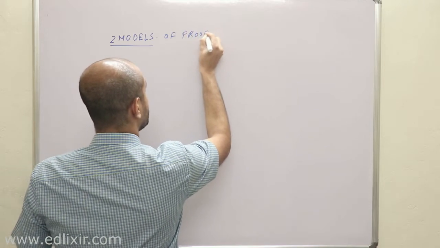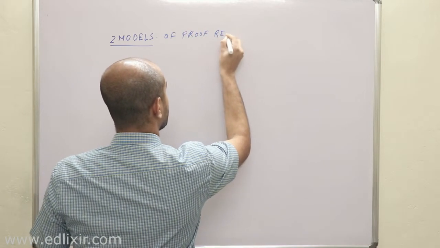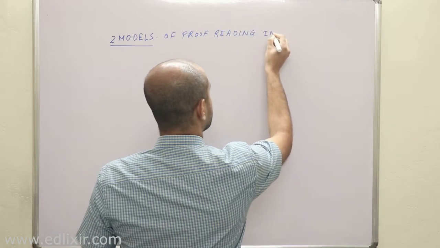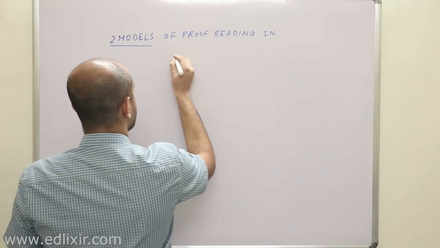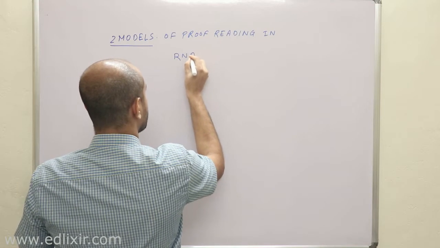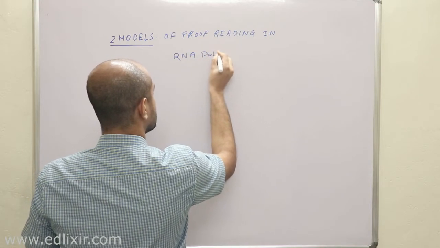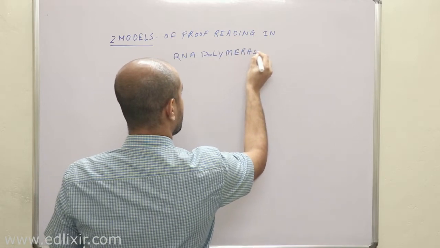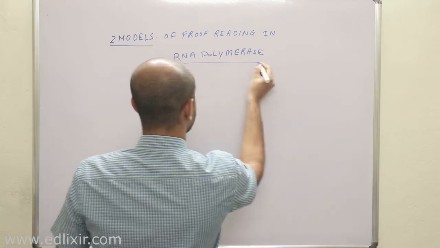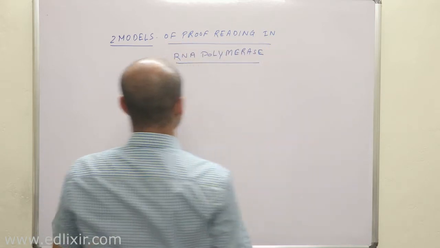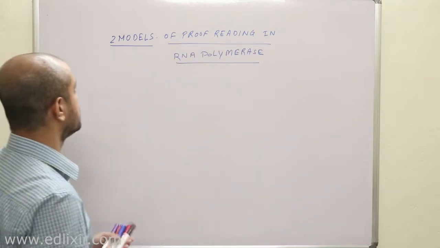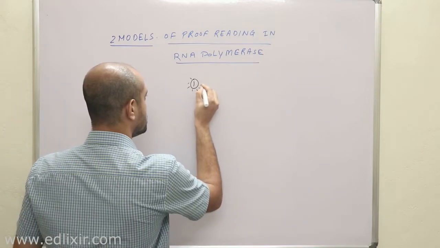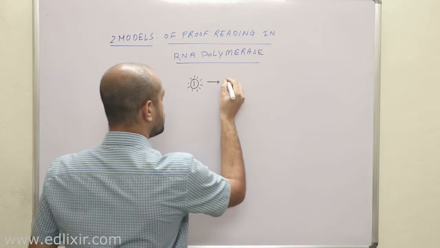Of proofreading in RNA polymerase. Okay, there are two models. Now, what are those models? Now, listen. The first one is called kinetic proofreading.